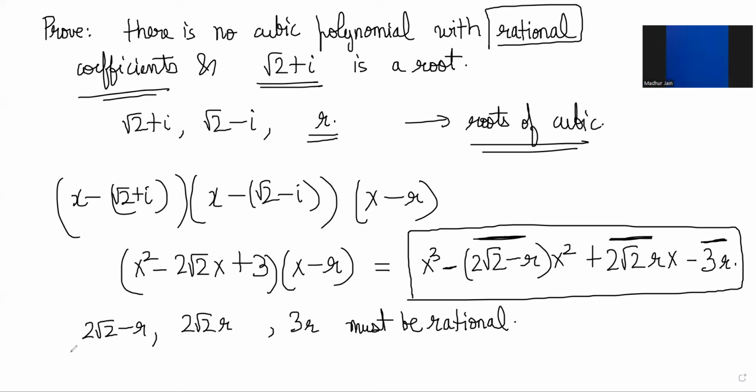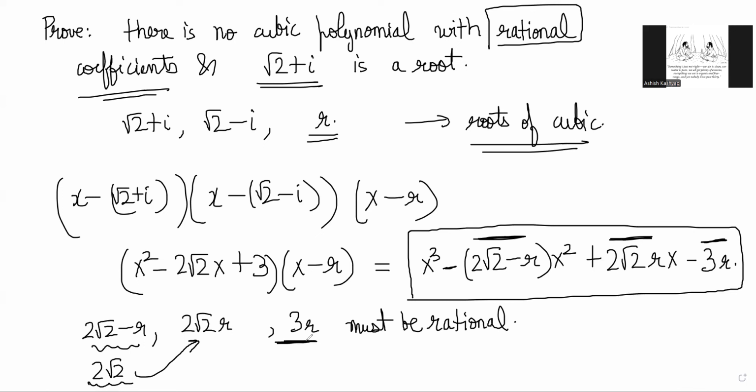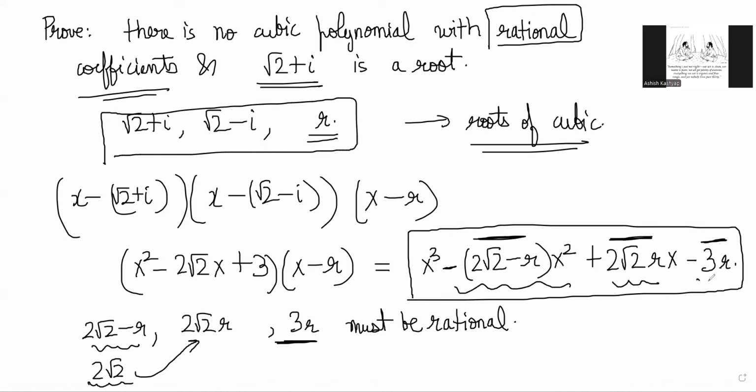Yes, sir. But notice that now it's a problem, because to make this rational, you need to have r as root 2 into 2 or something like that, right? And that will make this also rational, but it will make this one irrational. Do you understand? So basically, if you assume that there is a cubic polynomial that satisfies the conditions of the problem, at the end you are getting a contradiction. The coefficients are not all rational.